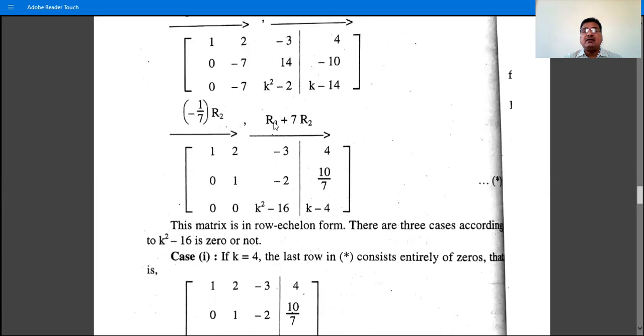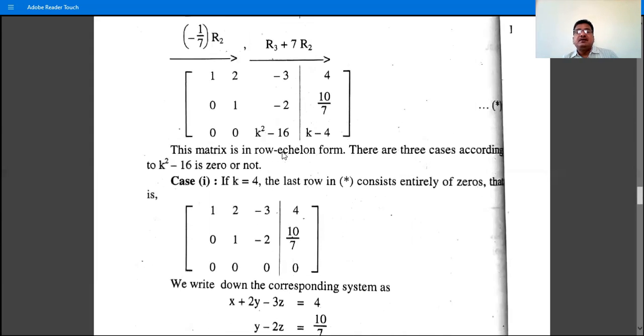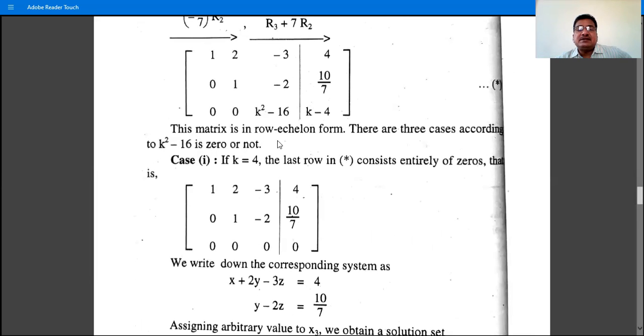And then apply R3 plus 7 R2. After applying this, we have minus 7 plus 7, 0. Then 7 into minus 2 becomes minus 14, and minus 2 becomes minus 16, and then this becomes 10 and minus 14 becomes minus 4. So this is the row echelon form.